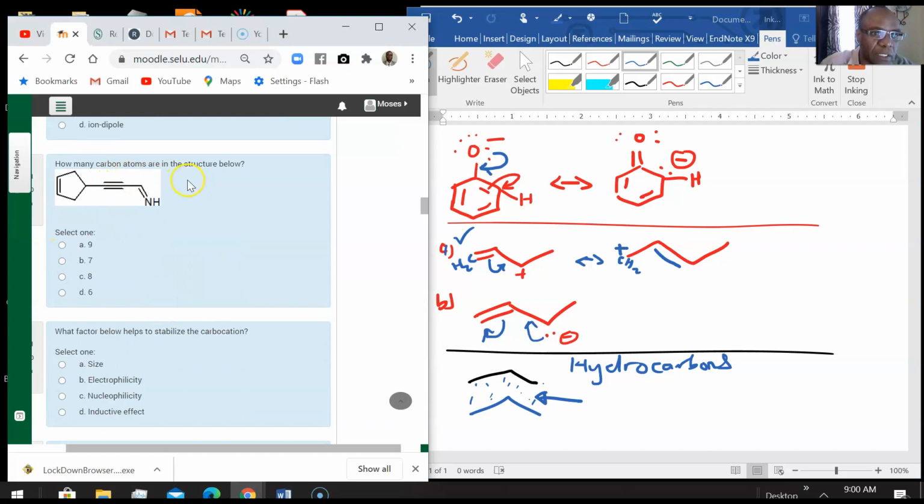How many carbon atoms are in the structure below? Alright, so there's 5 carbons in the ring. There's a carbon here, that makes 6. There's a carbon here, 7, and then there's a carbon here, 8.